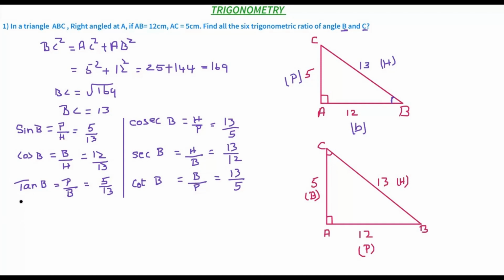So now let's find it out. Same thing with sine C. So we are going to find out sine C. Sine C is equal to perpendicular by hypotenuse. So here our perpendicular is 12, so it is 12 by 13.